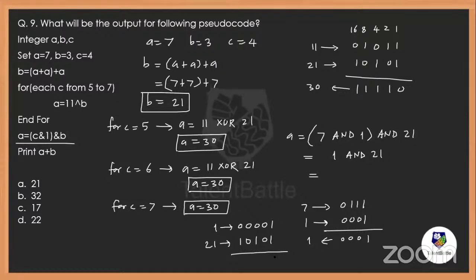This will give me 1, 1 as 1 and other combinations will be 0. Means the final result will be 1 again. So 1 and 1 will be 1. So A is equal to 1 at the end.